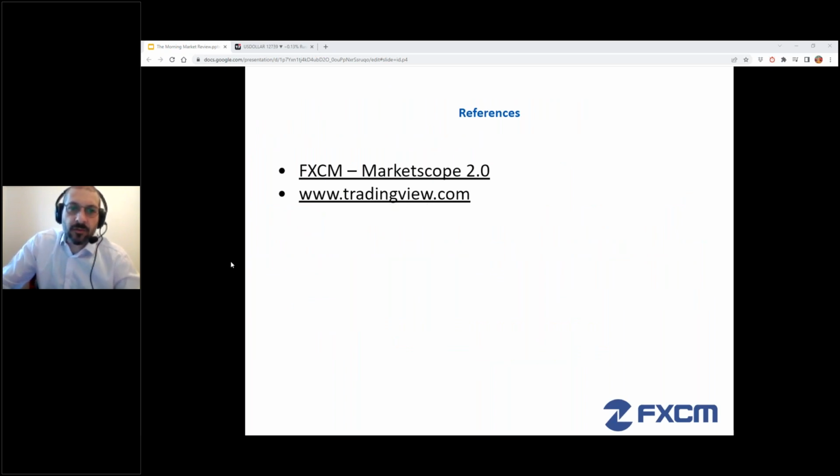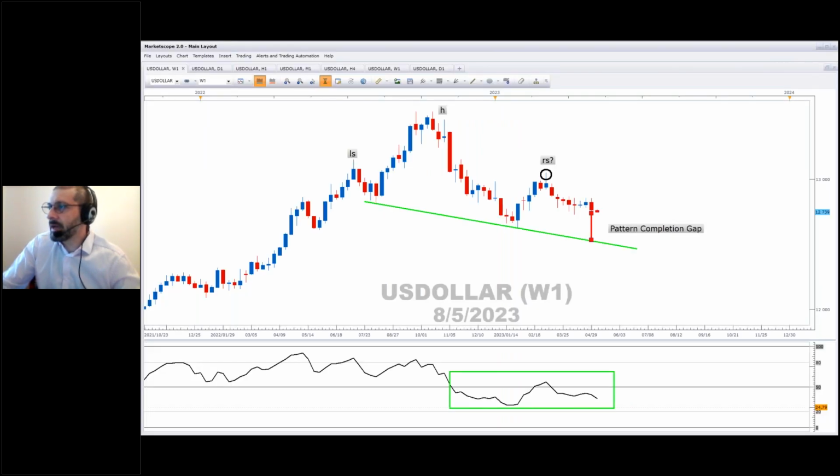Let's just start off with the US dollar on Market Scope, and we're looking at the weekly chart here. I'm still watching this potential topping pattern, because it's not a topping pattern until it completes, and it's only going to complete when it hits the neckline. So we've got a left shoulder, head, right shoulder.